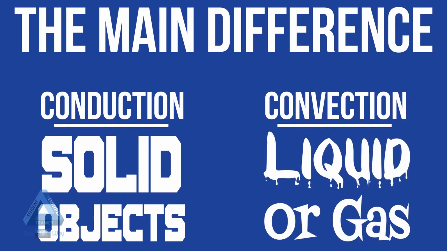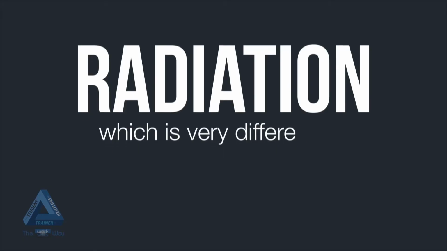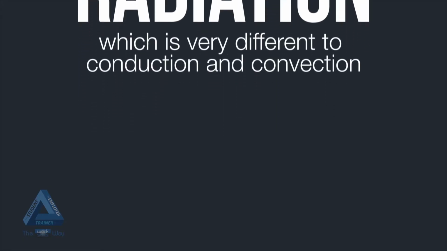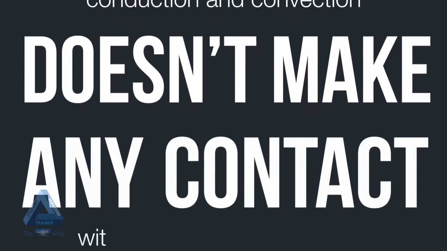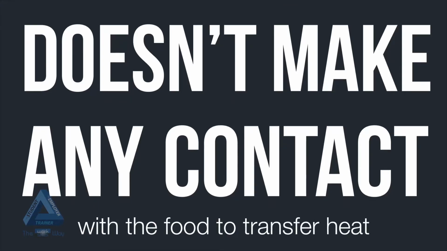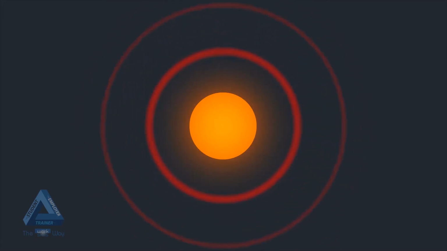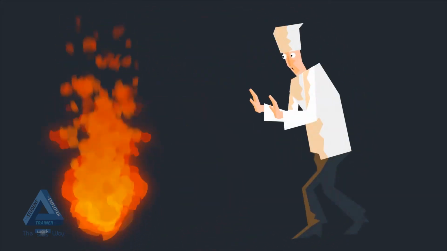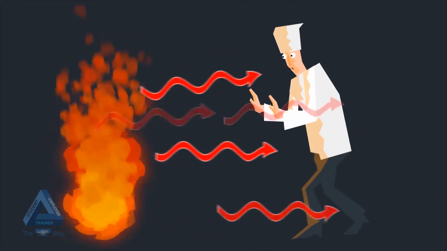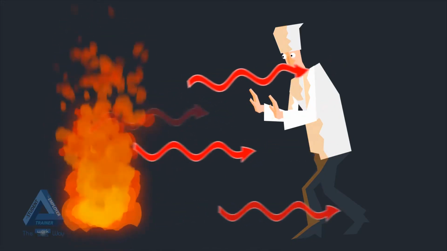a liquid or gas. Lastly, there is radiation, which is very different to conduction and convection, because it doesn't need to make any contact with the food in order to transfer heat. When something gets very hot, it radiates heat as waves. You can feel the heat of a flame without actually touching it. This is because it is giving off radiant heat.